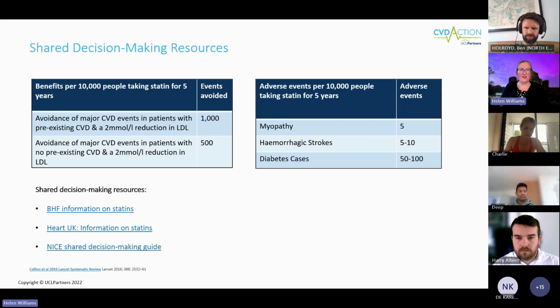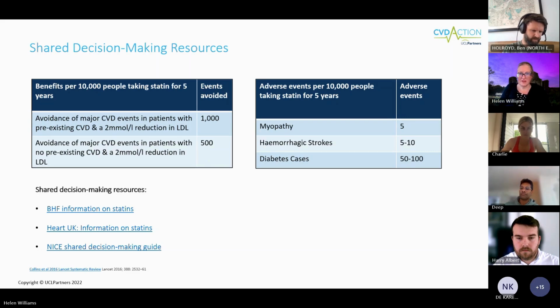So if we look at the benefits first, for secondary prevention, so this isn't John's cohort, this is people with pre-existing CVD, we use a statin and get a 2 millimole drop in LDL, we would see 1,000 events avoided in that cohort of 10,000 people over 5 years. And for primary prevention, people that don't have CVD, we would expect 500 fewer events in that cohort of 10,000 people.